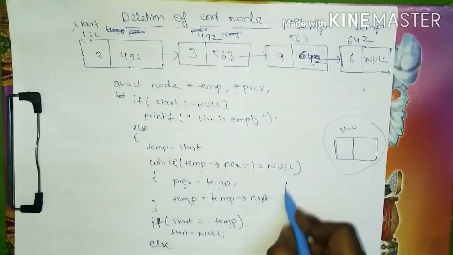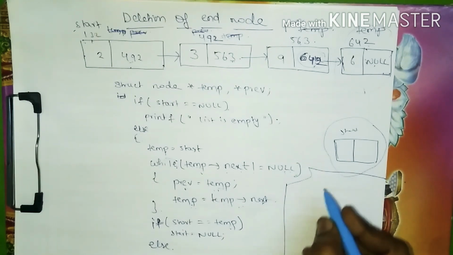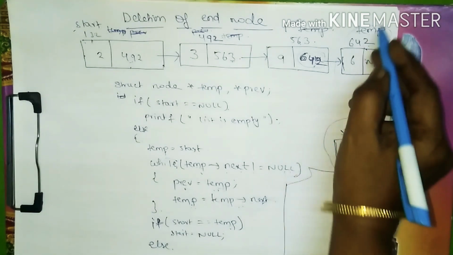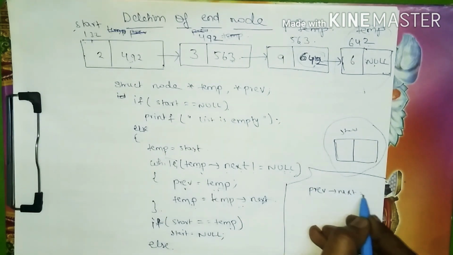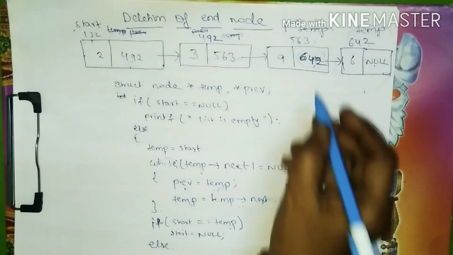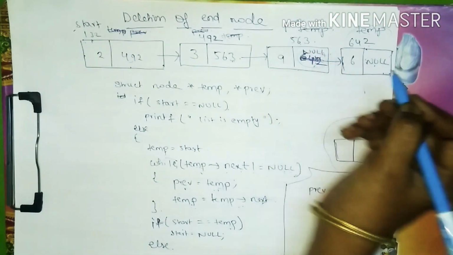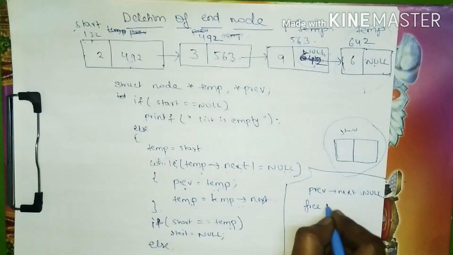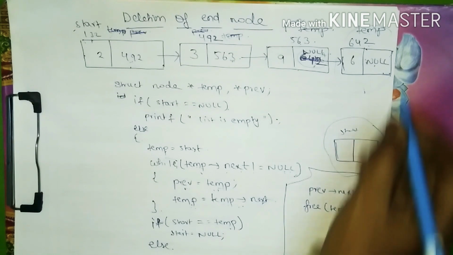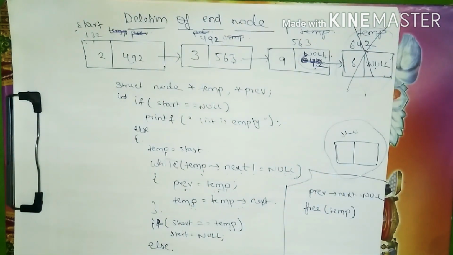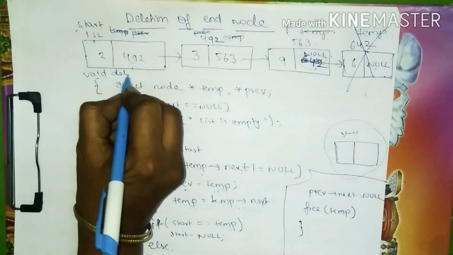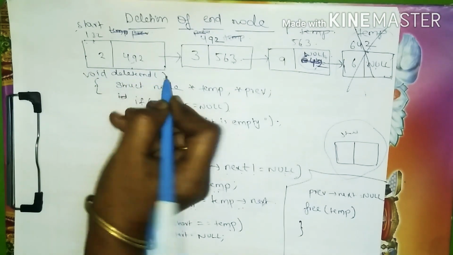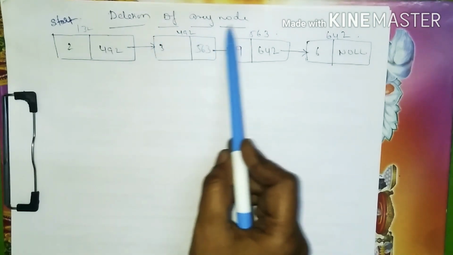Else, I am writing over here. Else, what we should do now? Prev, this should be deleted. So first I make it as prev next is equal to null. That is, this is made as null. Now I delete this. So say free temp. Now this gets deleted from the memory. So this is the code for delete n. Void, you say delete n. Finish.